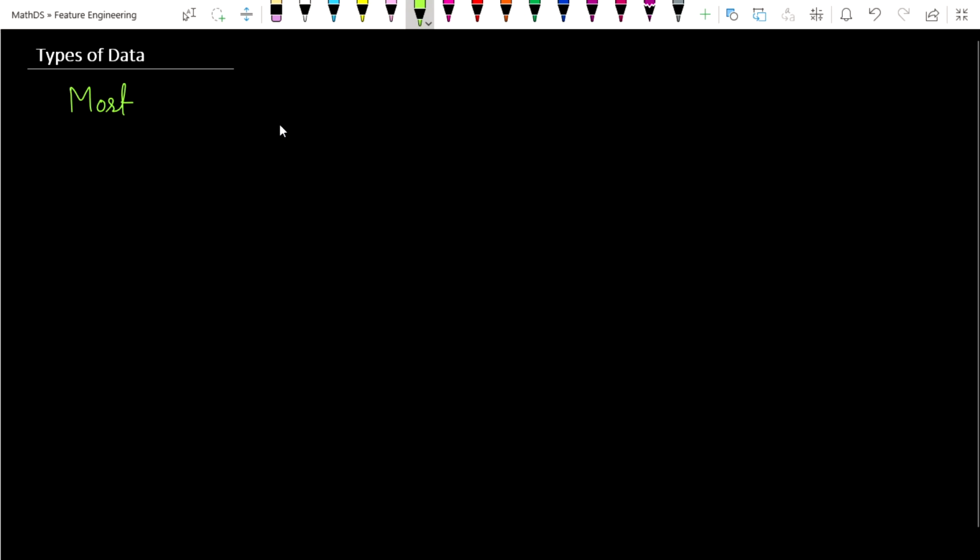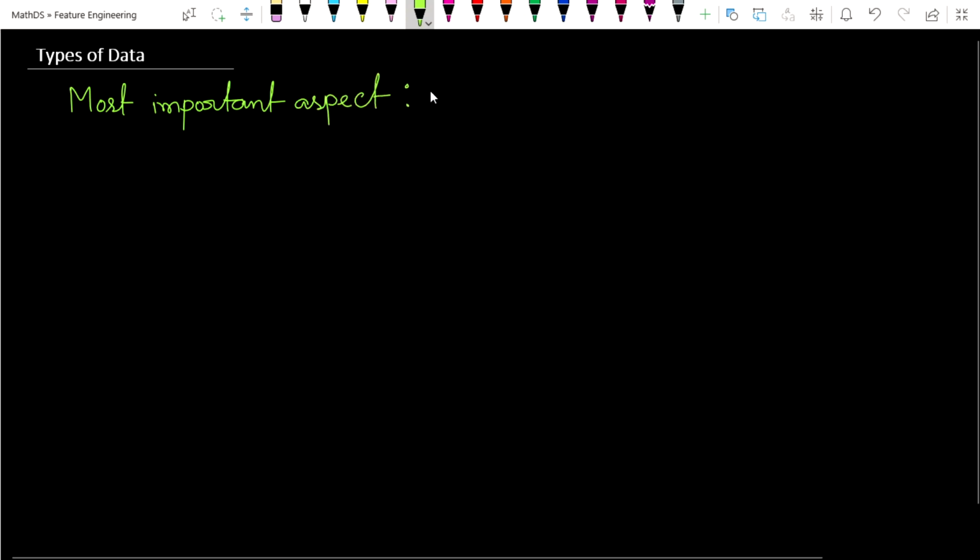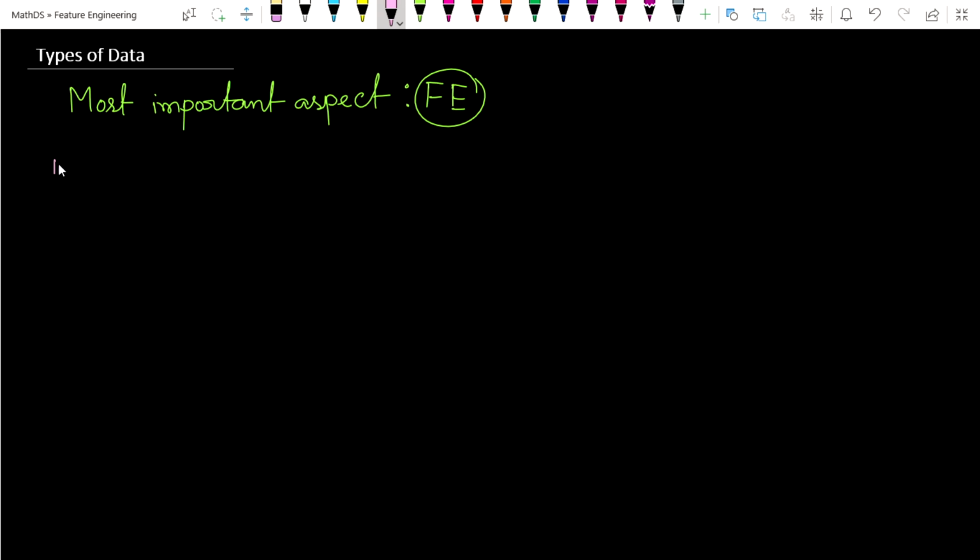So the first thing that we have to always remember is that we have to featurize this data, and after this featurization we can apply a machine learning model. The most important aspect is feature engineering. In short, I have written here FE, feature engineering. So let's see what kind of data we will see in the case study section.